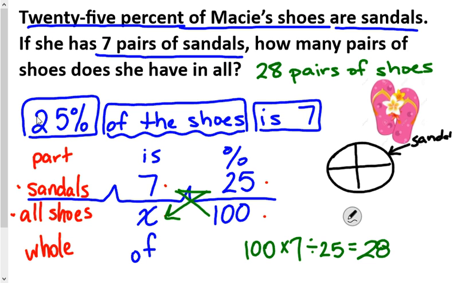And we know that there are 7 pairs of sandals, so this one section would represent 7 pairs of shoes. And that means each of the other sections would also represent 7 pairs of shoes. And then the total number of pairs of shoes would have to be 28 total pairs. So that's a second way that you could do this problem. And again, there's always more than one way to do a problem. Those are just 2 ways that we could do this problem.